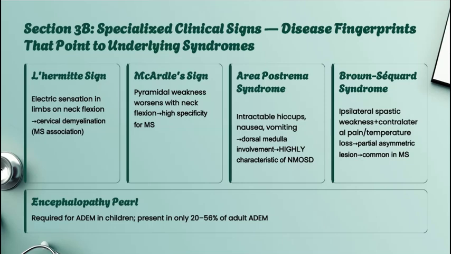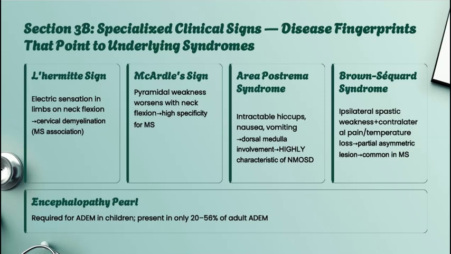A particularly high-yield syndrome to recognize is area postrema syndrome. Patients may present with unexplained persistent hiccups, intractable nausea, or recurrent vomiting without an obvious gastrointestinal cause. This reflects dorsal medullary involvement and is highly characteristic of NMOSD. Recognizing this symptom cluster can dramatically shorten time to diagnosis.